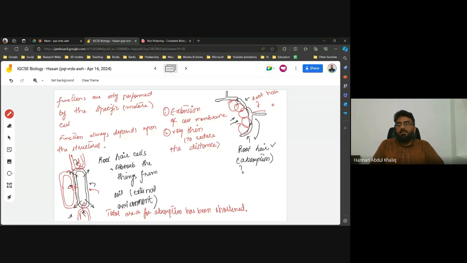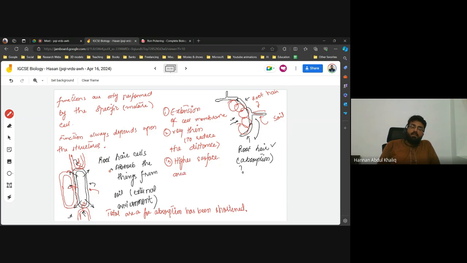Like this is the soil. If any molecule has to travel from the soil into the cell, then the distance between the cytoplasm and the soil is least. So, number three, it helps in increasing the surface area. Now, the detail of the surface area is going to be discussed in the upcoming chapter.